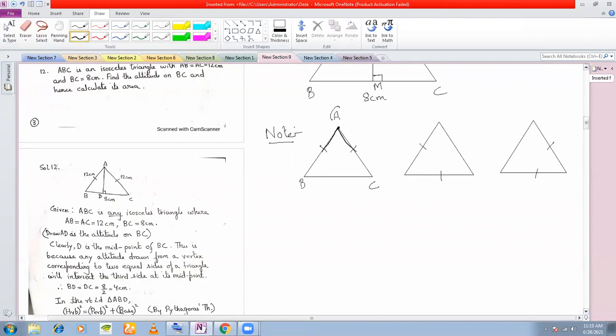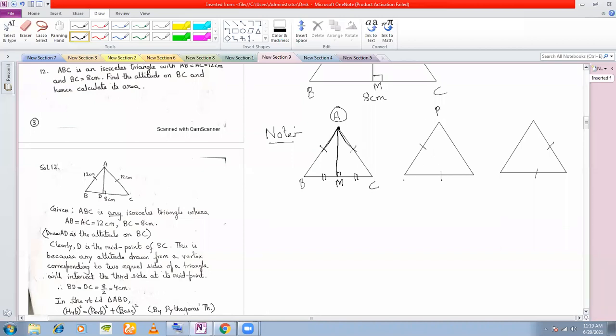These two sides intersect at this point A. Now, if this is the case, when I'm drawing a perpendicular from the vertex which contains the equal sides, then always, if I call this point M, this must be equal to this. Clear?